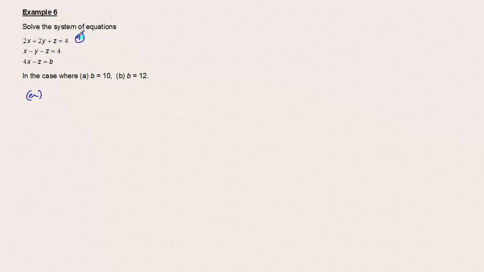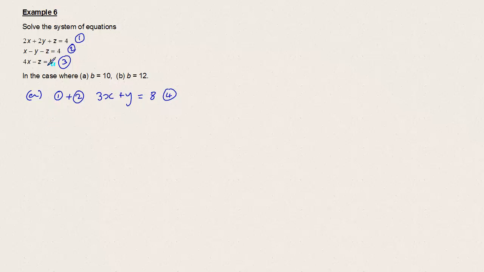So if I call this 1, 2, and 3, then if I do equation 1 plus equation 2, I'll get rid of z. So that gives me 3x plus y, z's go, is equal to 8. Let's call that equation 4.